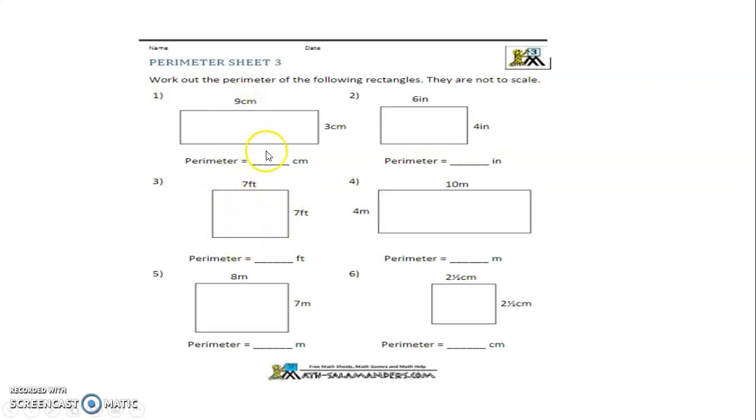Here, 9, 9, and 3, 3. So remember, it's going to be 9 plus 3 plus 9 plus 3. And you add them.